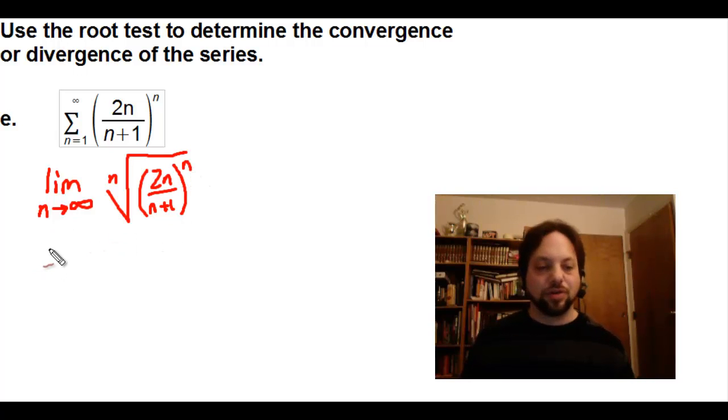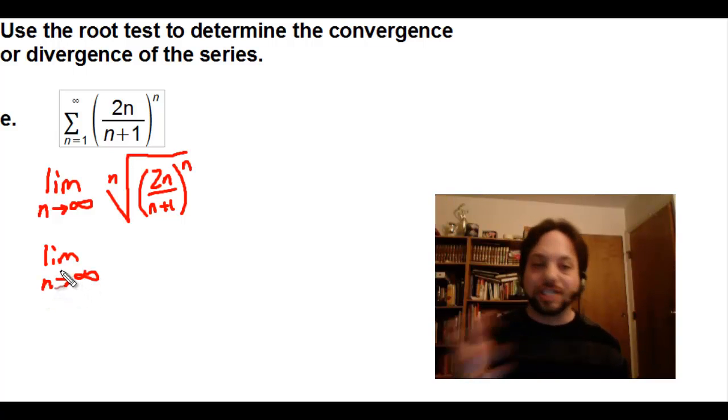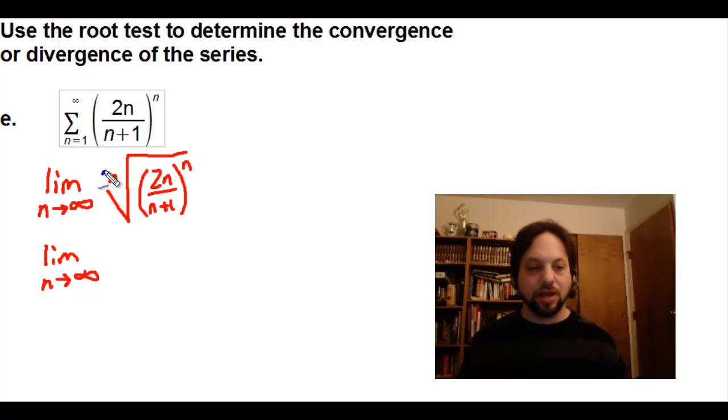And if I do a little bit of simplification here, you can probably see what's going to happen. But just in case you don't see it, the root that we have right here and the exponent that we have right here are essentially going to cancel each other out. And I will be left with the magnitude 2n over n plus 1. This should have been a magnitude in here. I was getting a little lazy, I suppose.